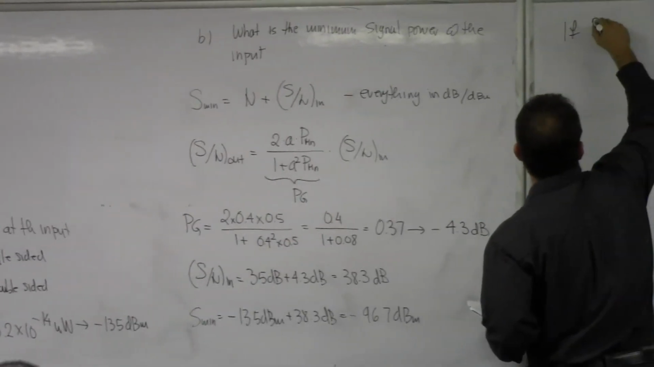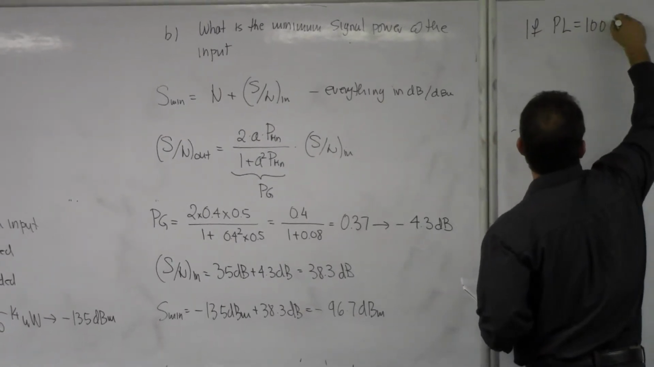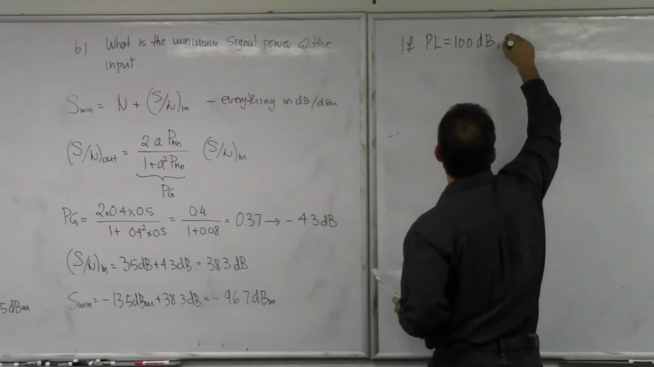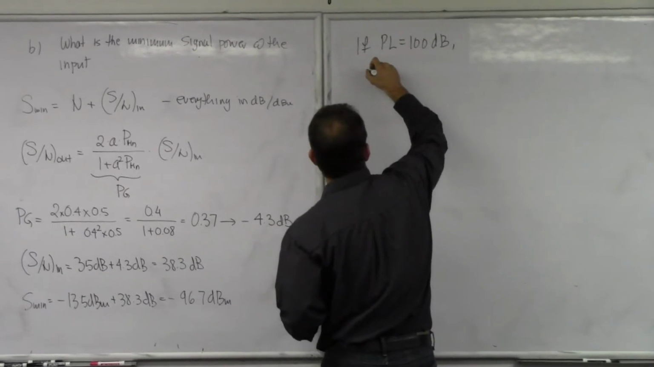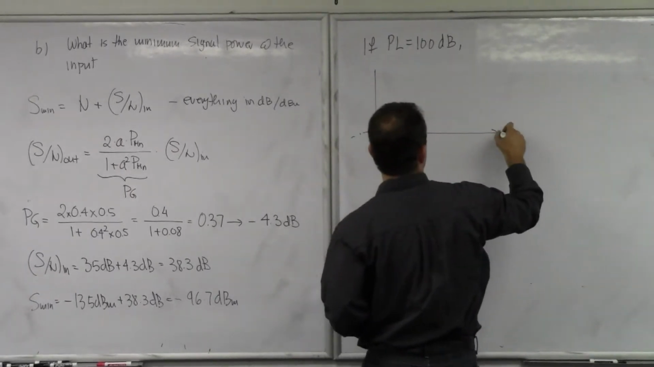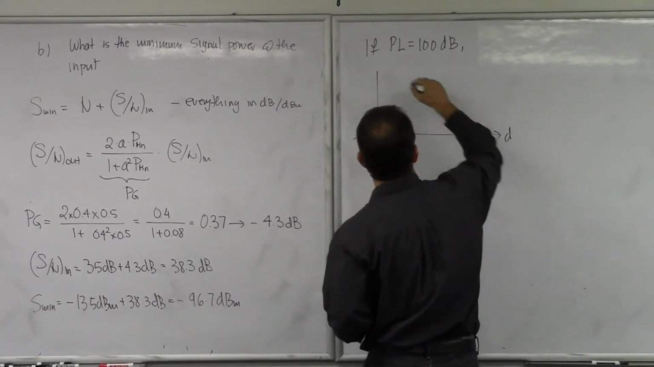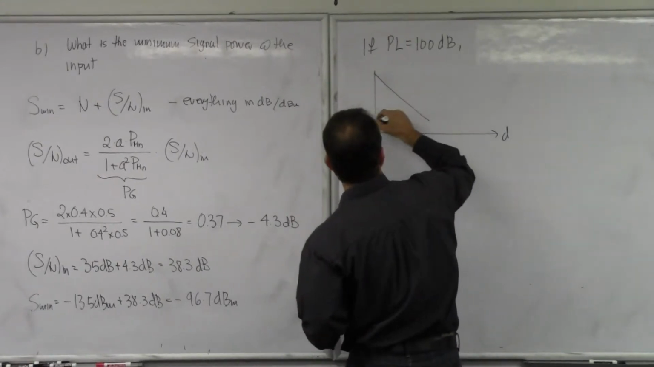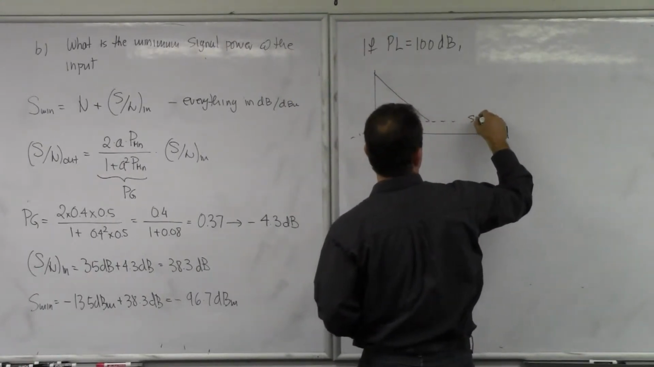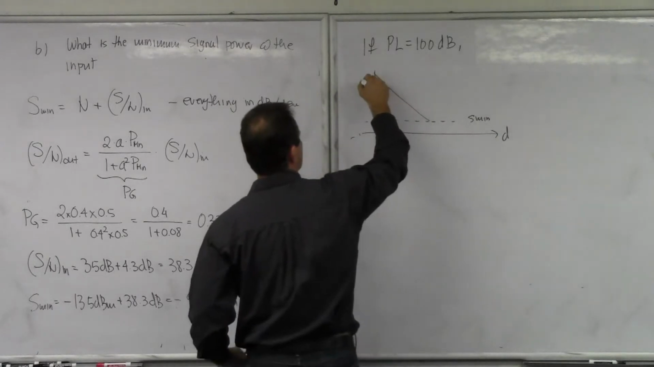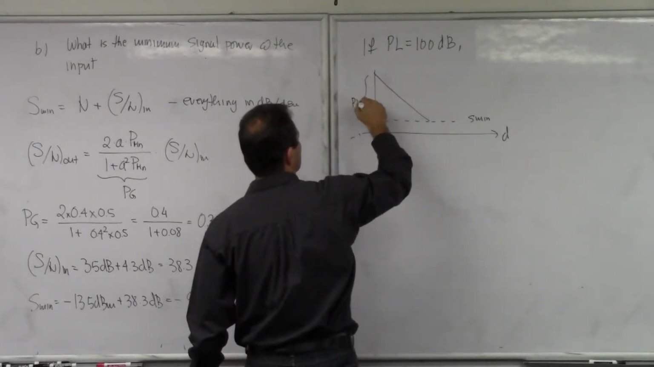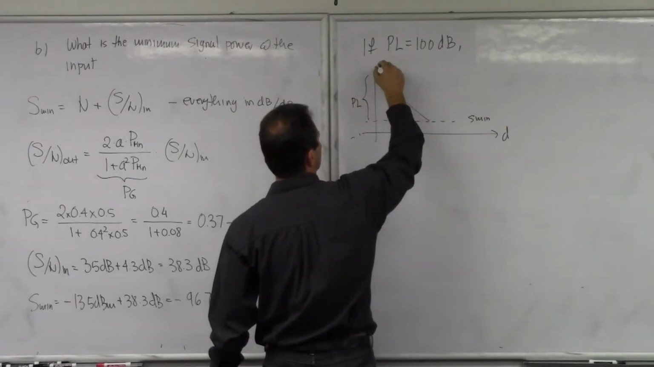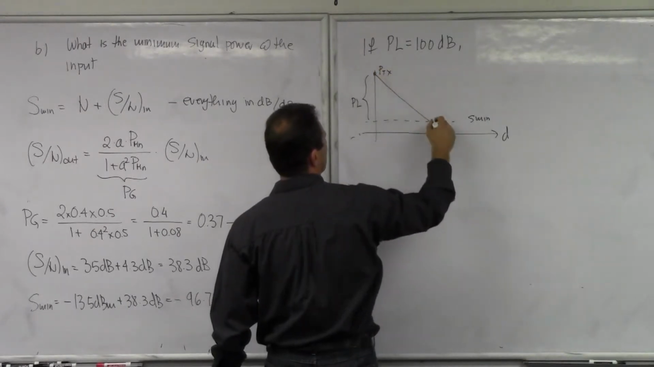If path loss is 100 dB, what is the transmit power? Remember our link budget calculations. This is your S min. This loss here is your path loss. And then this is your transmit power, right?